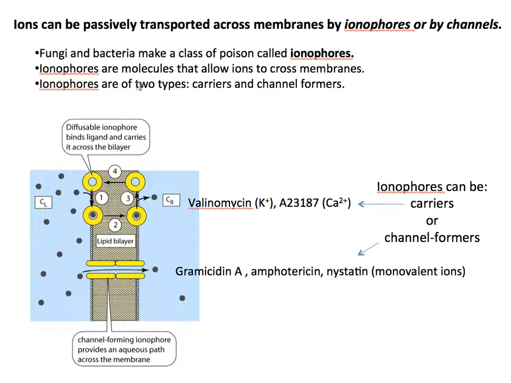Ionophores can be carriers or channel formers. I think that's important. Channel formers are here at the bottom, and carriers are up here. Carriers are little bags that can contain an ion, carry it to the other side and let it out, and then go back, rinse and repeat. Whereas with channel formers, two monomers will come together across the bilayer and form a channel. And that's the difference.